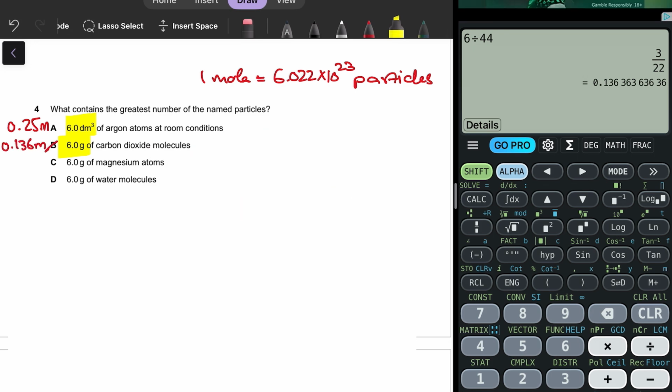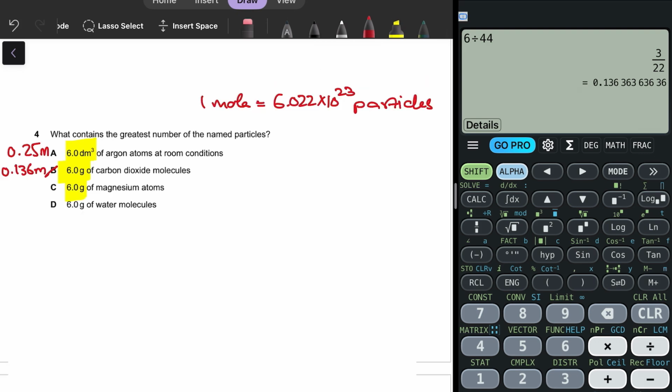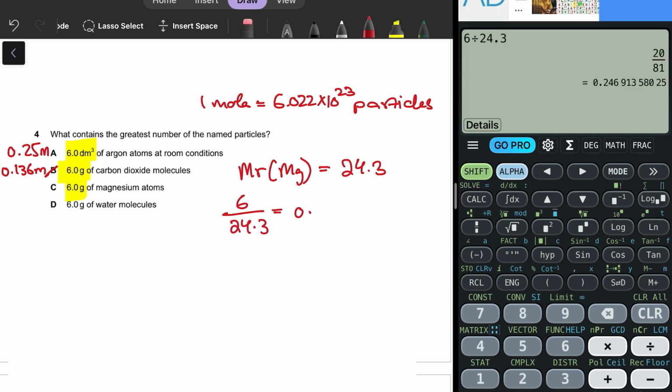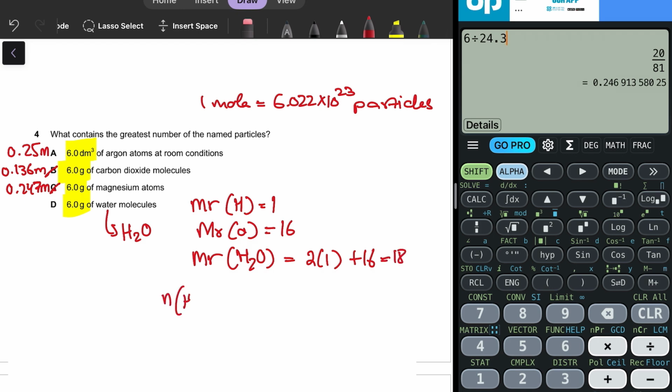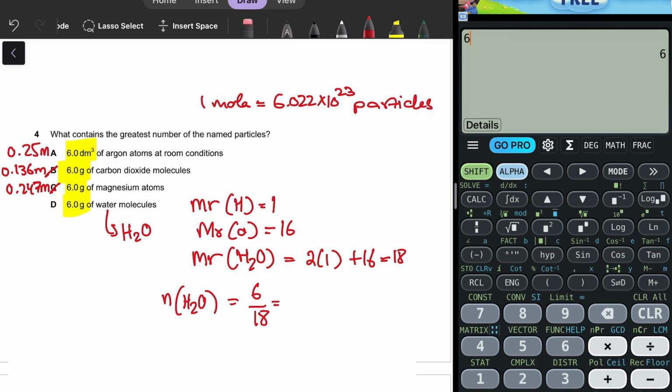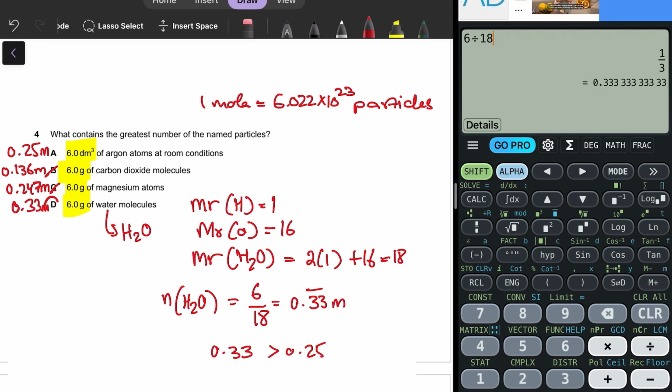Now it says 6 grams of magnesium atoms. The MR of magnesium is equal to 24.3. 6 over 24.3 gives you 0.247 moles. Last one is 6 grams of water. Water has the formula H2O. MR of H2O is equal to 2 times 1 plus 16, which equals 18. So the moles of H2O is equal to 6 divided by 18, which equals 0.33 recurring moles. Therefore, the correct answer is going to be D.